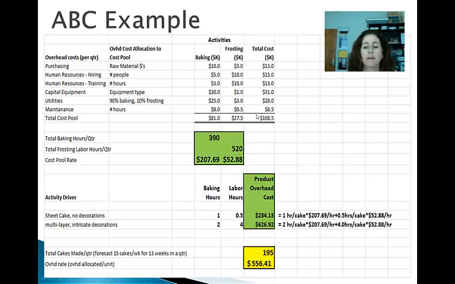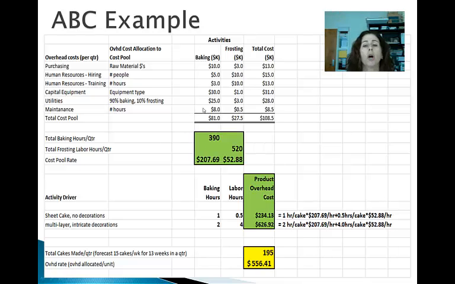So if I take $108,500 divided by 195 cakes, that says that every cake I make will get $556.41 of overhead allocated to it. All right? Seems like a pretty expensive cake, but we're a high-end bakery. Okay, so let's now look at activity-based costing.